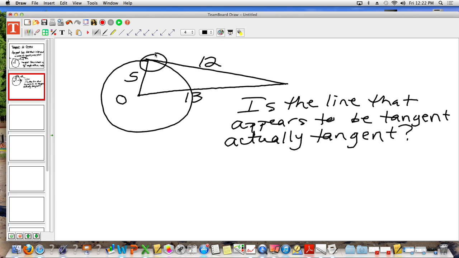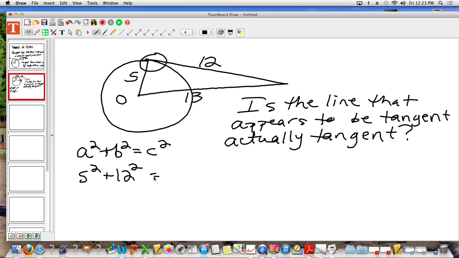What are you going to do? Square all of them. Very good. We're going to check to see if a squared plus b squared is actually equal to side c squared. Okay, so what are we going to call side A? 5. Or 12, it doesn't matter which one. I'm going to do 5 first. 5 squared plus 12 squared.